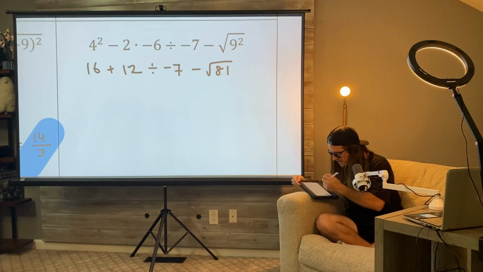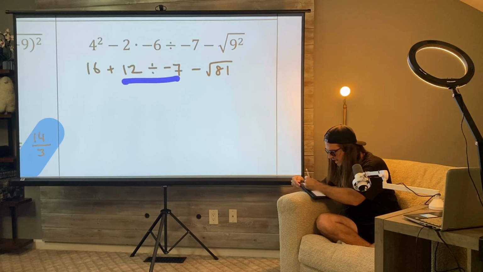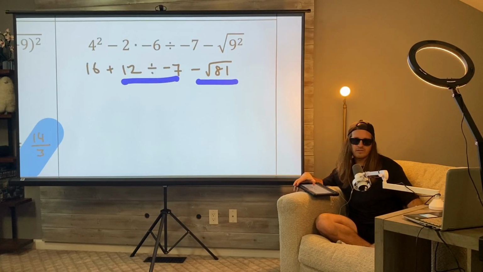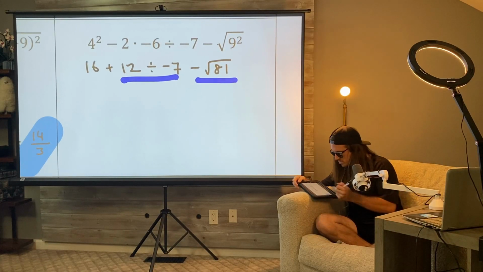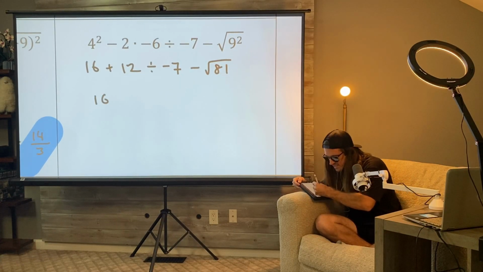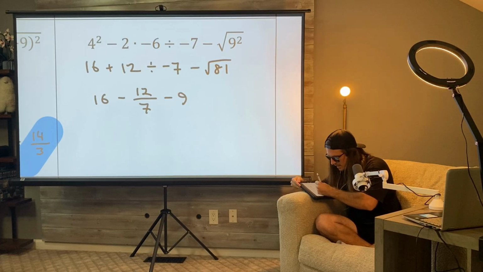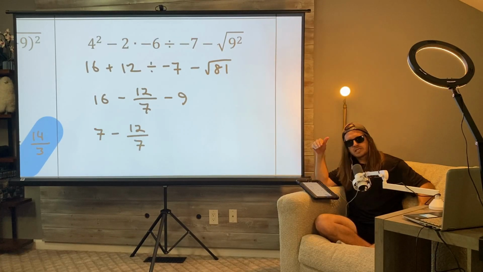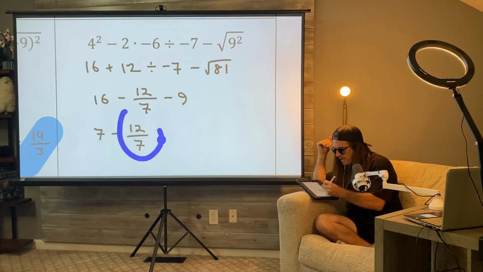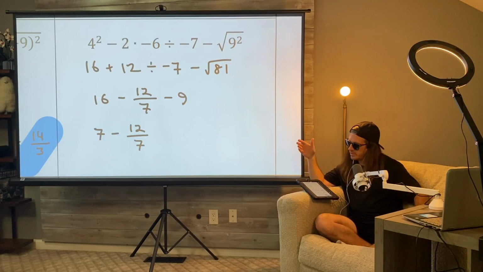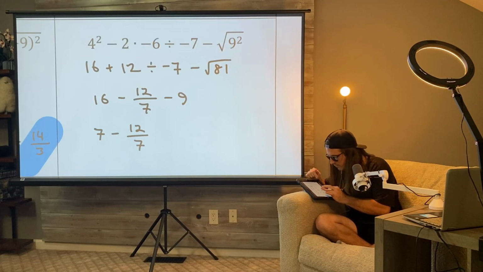All right, the next thing that needs to happen is this division and this root. But because 12 is not divisible by 7, we're going to switch to a fraction. Because that 7 is negative, it will change to 16 minus 12 over 7 and then minus 9. We can do the 16 minus 9, which is 7, minus 12 over 7. So the difference between this problem and the last is that this fraction is not reducible. In the last problem, I gave you a reducible fraction.